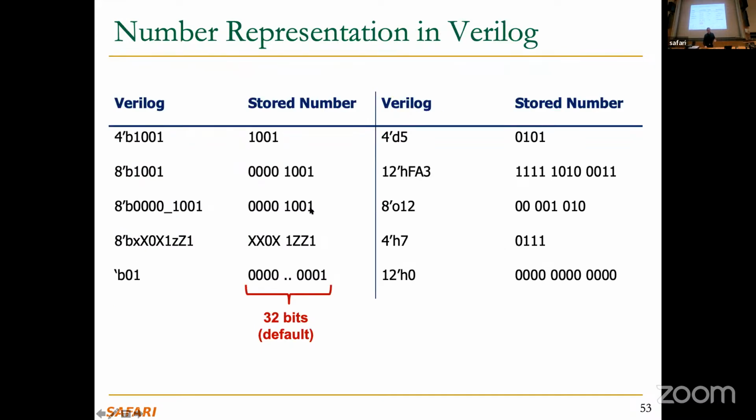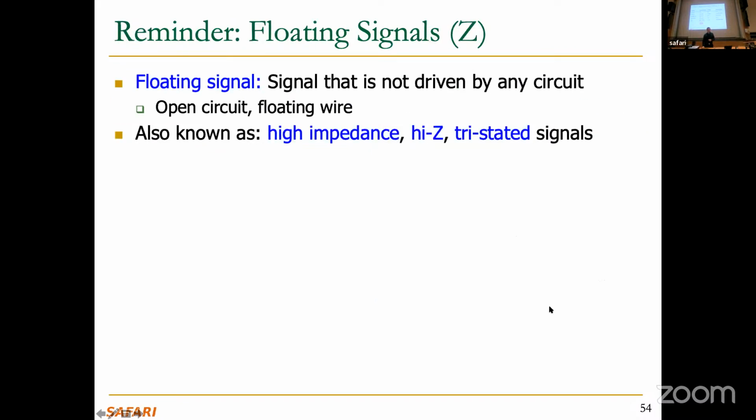These are some example numbers. I'm not going to go through this, but you can see different bases, etc. Now you're going to use these in your labs. So remember the floating signals. Let's take a look at them. A floating signal is a single signal that's not driven by any circuit. This is also called an open circuit, floating wire, also known as high impedance, high Z, or tri-stated signal.